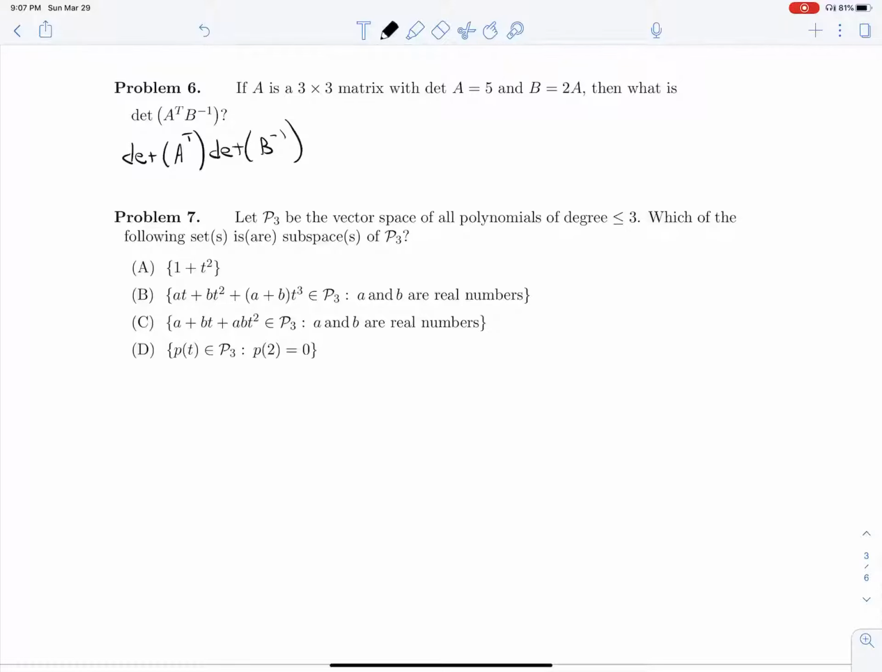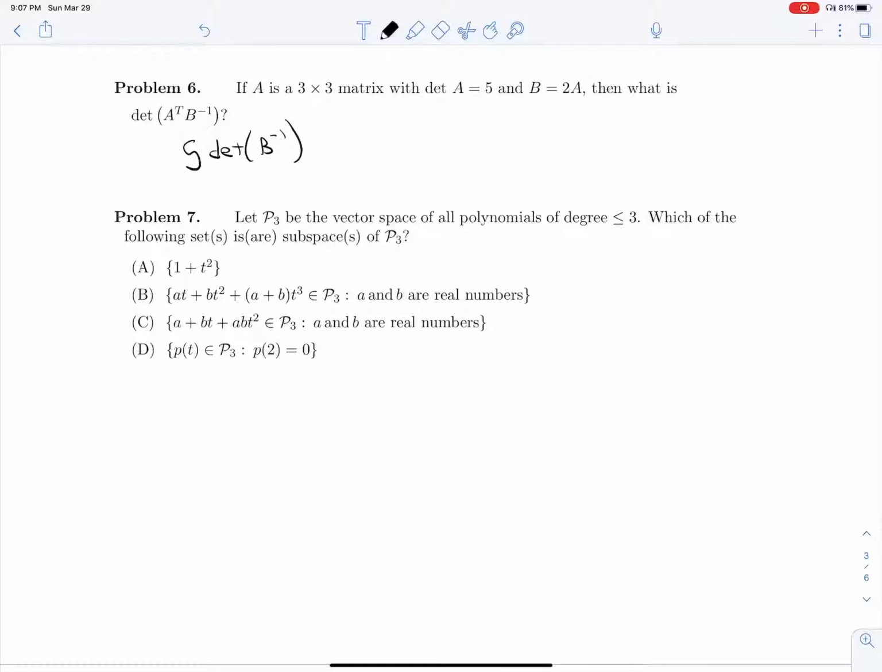We know that the determinant of A is the same as the determinant of A transpose, so the determinant of A transpose is also equal to 5. So we can replace this bit with a 5. And we know that since A is a 3 by 3 matrix, multiplying 2 into A will multiply every row by a factor of 2.